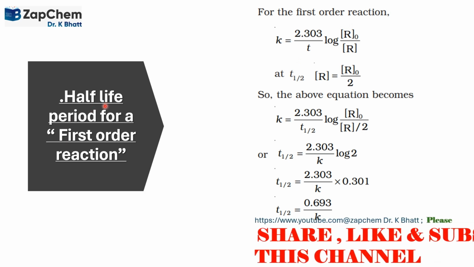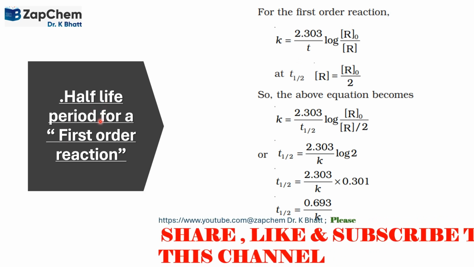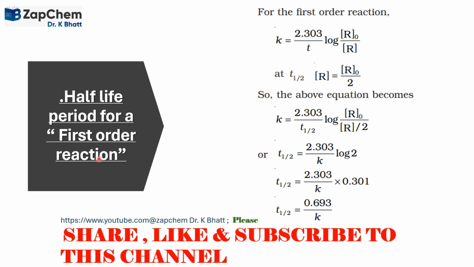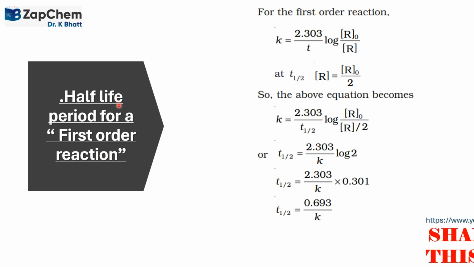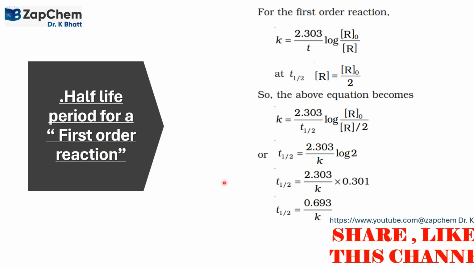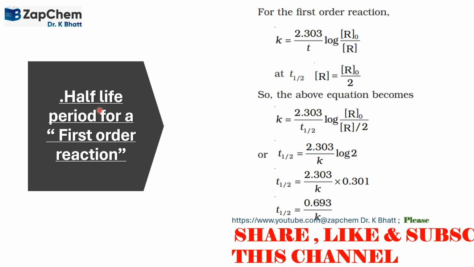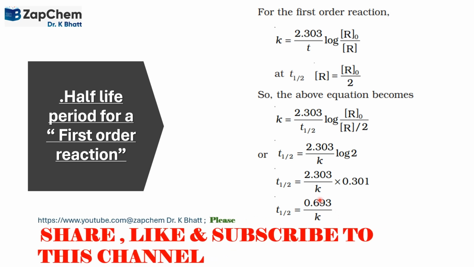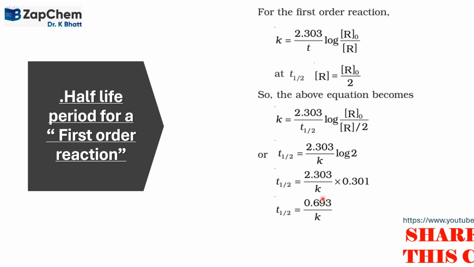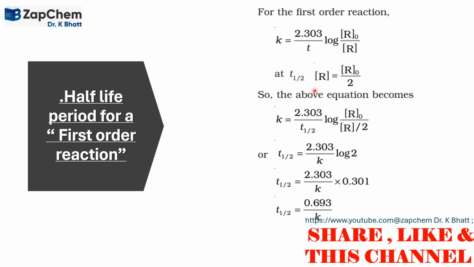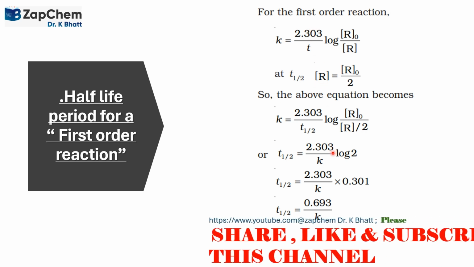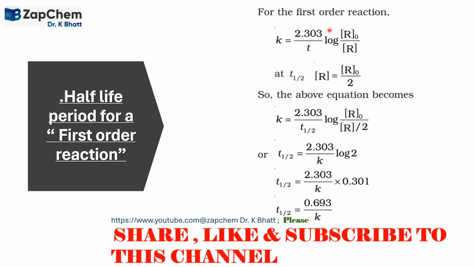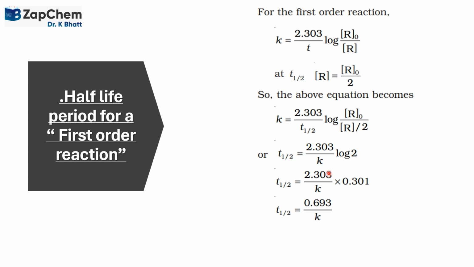Now let us take up the first order reaction. A very important term is the half-life period of the first order reaction. We can very easily find out k, or the half-life period, in a first order reaction using the final equation that t half is equal to 0.693 upon k. And how did we get it? Here is a simple mathematical simplification.